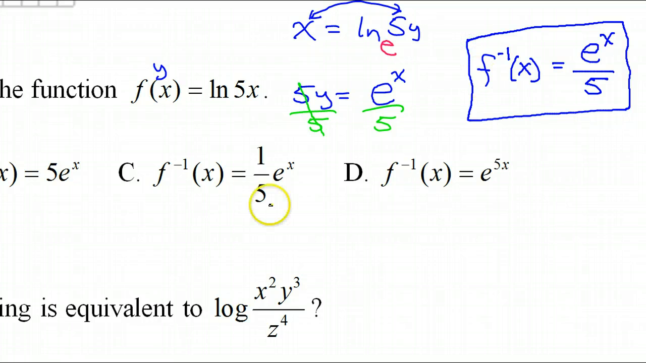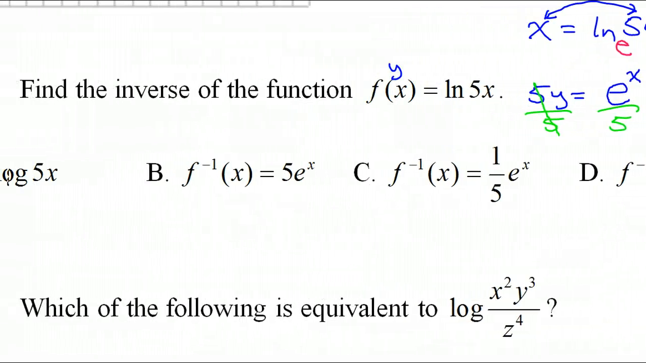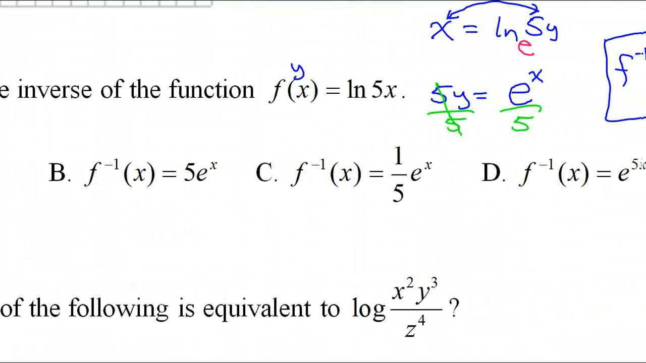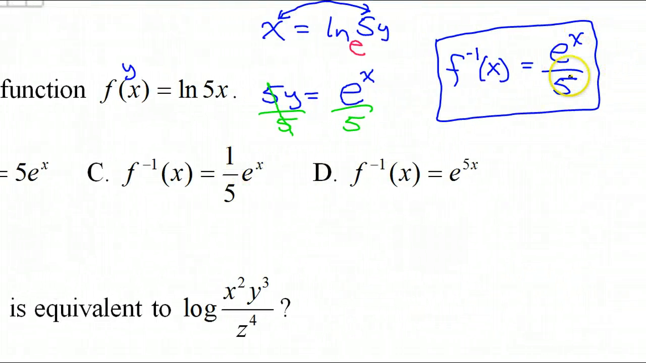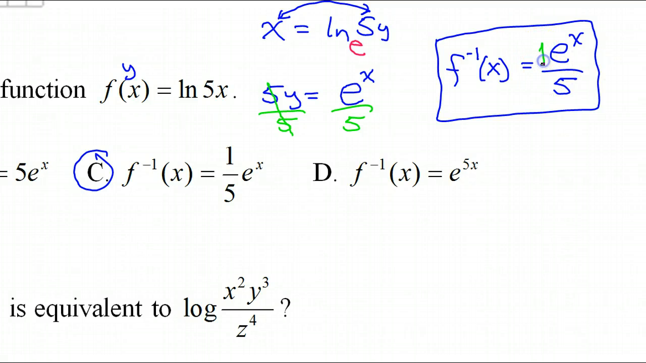Then we just look for that among these multiple choices. e to the x over 5. Uh-oh, did I mess up? Oh, okay. Yeah, e to the x over 5 is the same thing as 1/5 e to the x power. I hope the difference between the way these look didn't throw anybody off. You can picture an invisible 1 in front of anything. So you see this is 1/5 e to the x power. It's the same thing. So that's C.